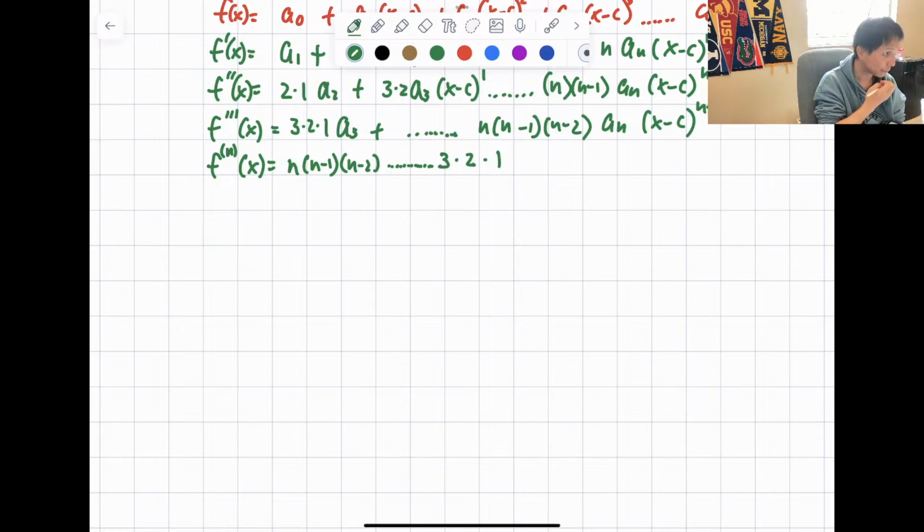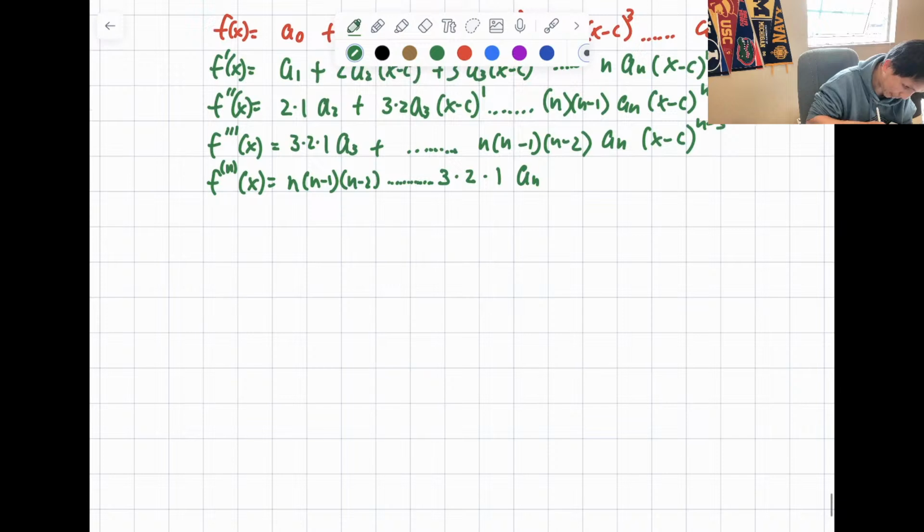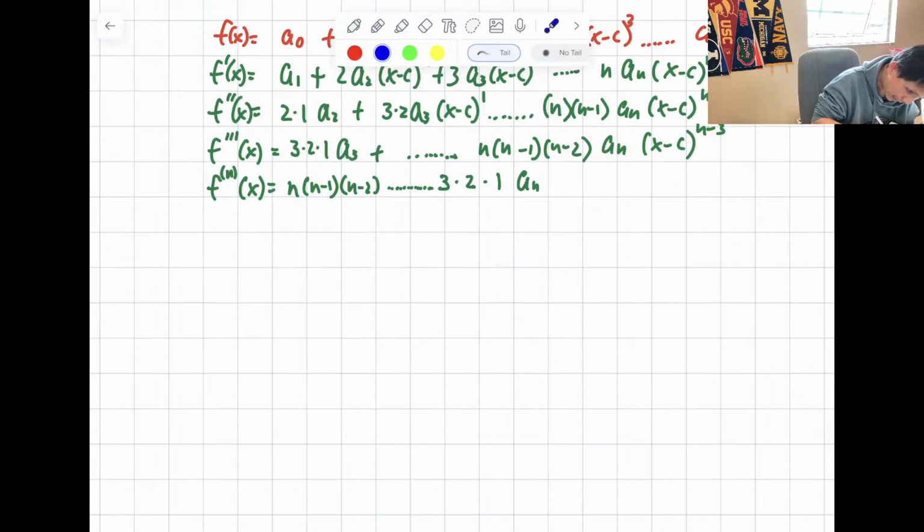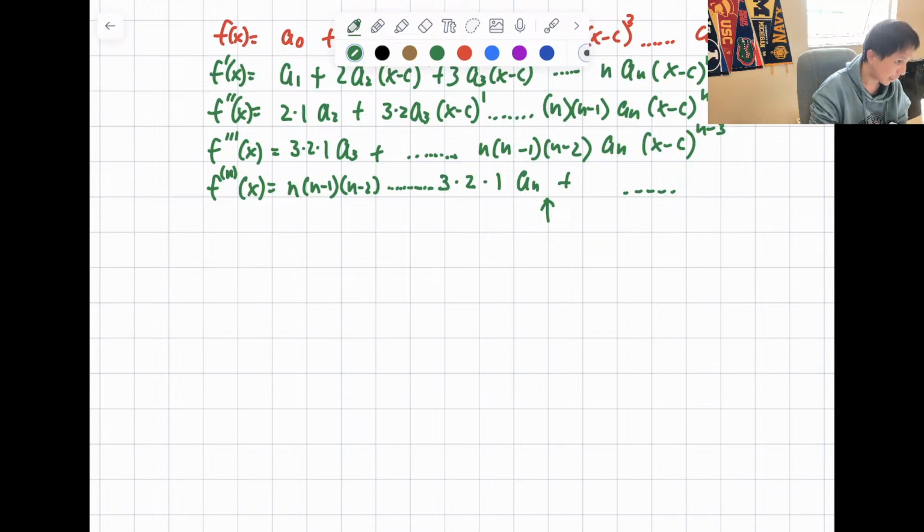It would be n factorial. We're going to talk about that. Yep, it's a_n, and we're going to stop right here. Just pretend that we are taking the nth derivative. This is going to be a_n. And then all this is going to keep on going until 3, until 2, until 1, until a_n. And then plus whatever comes after that. Those are all the terms after that, but we don't care about that because we only want to stop at a_n.